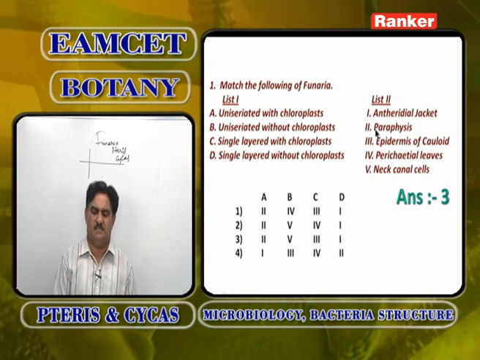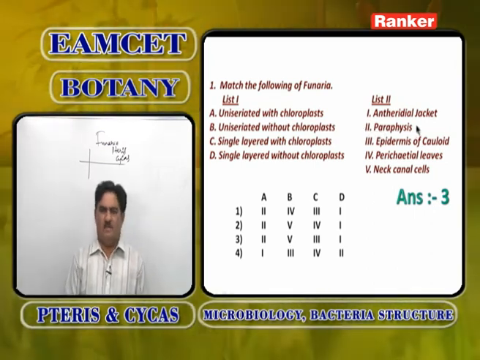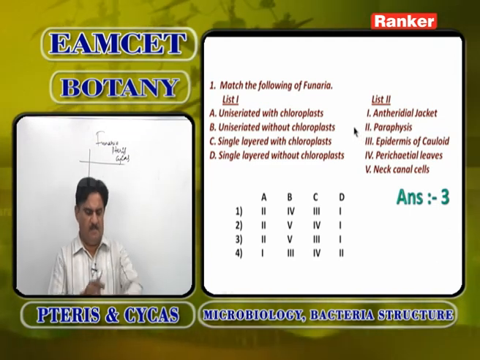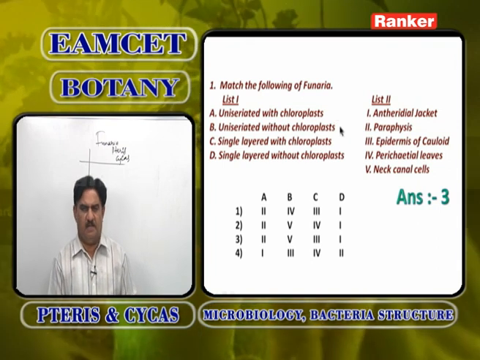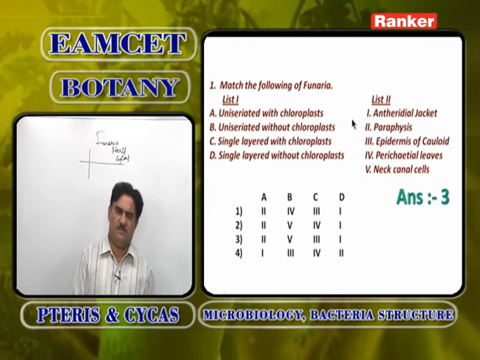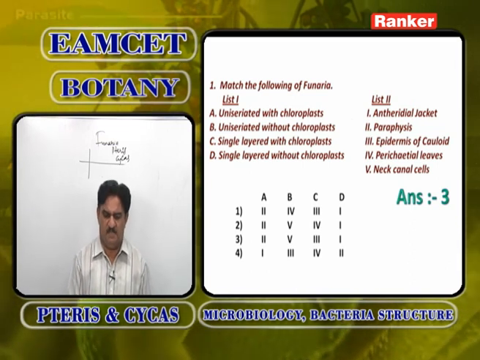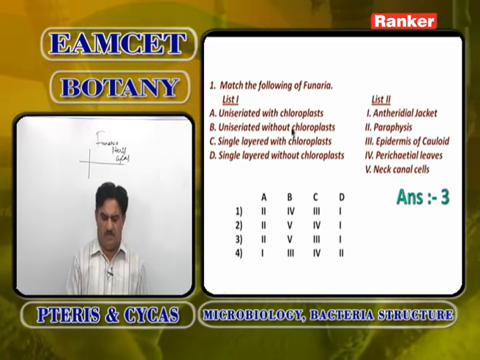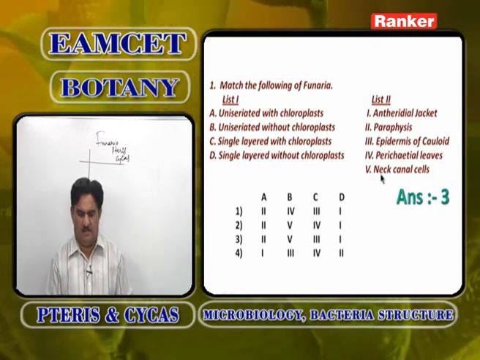Paraphysis. Paraphyses are special hair-like structures intermixed with antheridia and archegonia. Antheridial paraphysis shows a subapical apex, whereas archegonial paraphysis shows pointed tips. They contain chloroplast, perform photosynthesis, provide protection to antheridia, and store water in between themselves as mucilage. Then uniseriate without chloroplast are neck canal cells.